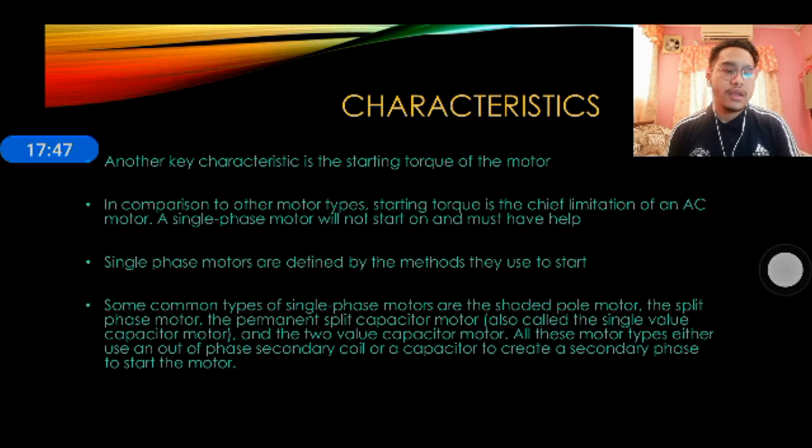Okay, the next characteristic is starting torque of the motor. In comparison to other types of motor, starting torque is the chief limitation of an AC motor. A single phase motor will not start on its own, unless helped by load. Single phase motors are defined by the methods used to start them. Some common types of single phase motor are shaded pole motor, split phase motor, the permanent split capacitor motor, also called single value capacitor motor, and the two value capacitor motor. All these motor types either use an out of phase secondary coil or a capacitor to create a secondary phase to start the motor.